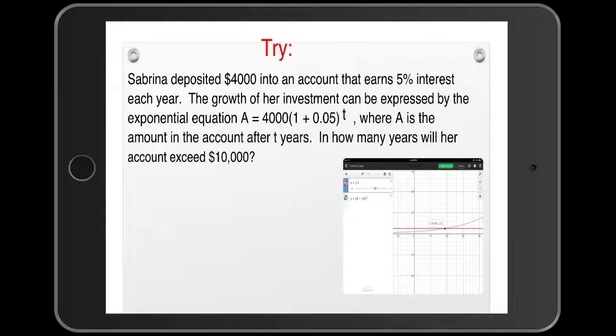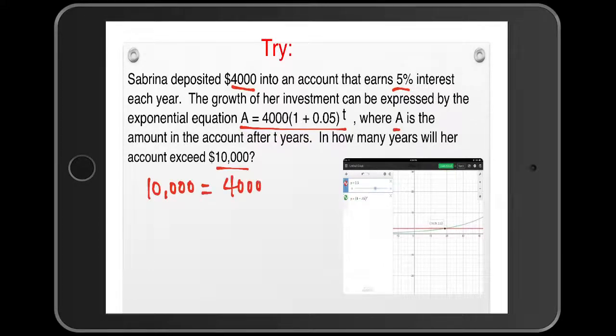Hopefully you've had a chance to try the problem, and the problem says Sabrina deposits $4,000 into an account that earns 5% interest each year. The growth of the investment can be expressed by the equation right here, where A is the amount after T years. In how many years will her account exceed $10,000? So we want A to equal 10,000. That is the target amount.